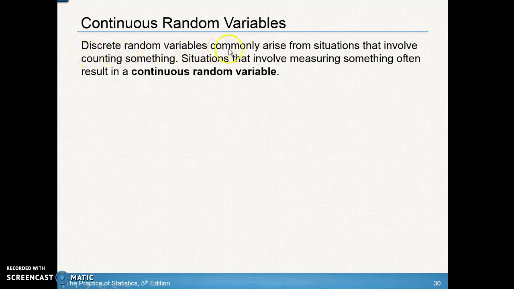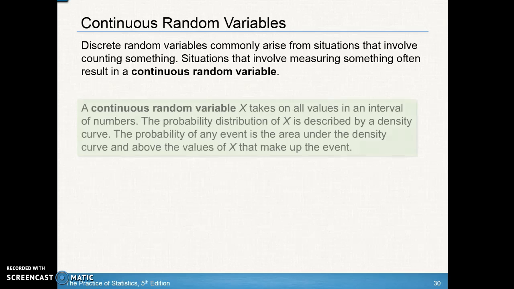So discrete random variables commonly arise from situations that involve counting something. However, situations that involve measuring something often result in a continuous random variable. And when we go through this part of the unit, this is something you've already done before. You've seen continuous random variables before, and we'll take a look at that in a minute. What is the difference between a continuous and a discrete random variable? A continuous random variable takes on all the values in an interval of numbers. So instead of just separating it from 0 to 1, it would be everything between 0 and 1.